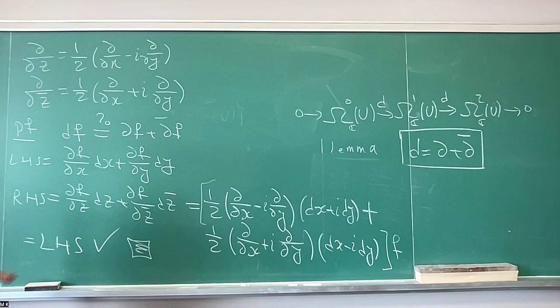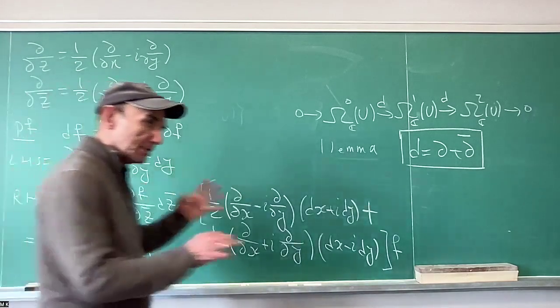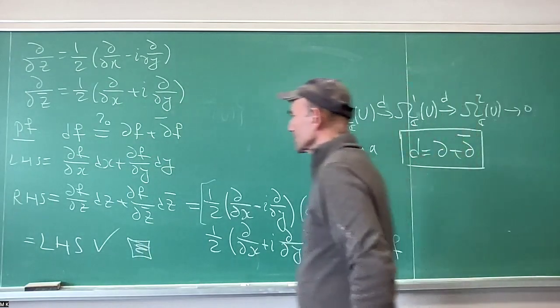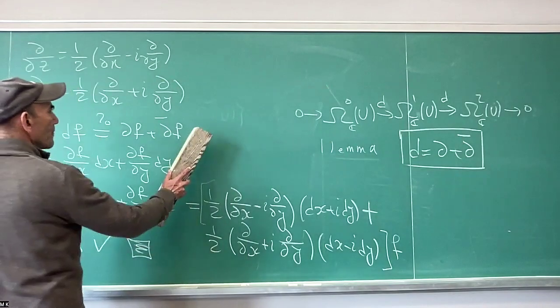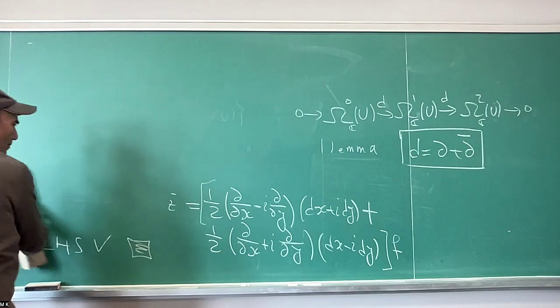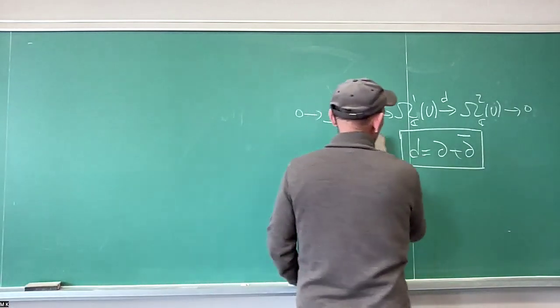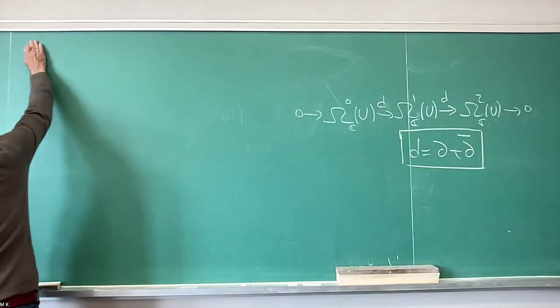Okay, so that's good. So now we can just write the Dolbeault complex in the following form, really using the power of complex variables and complex structure. So this is this crucial lemma.